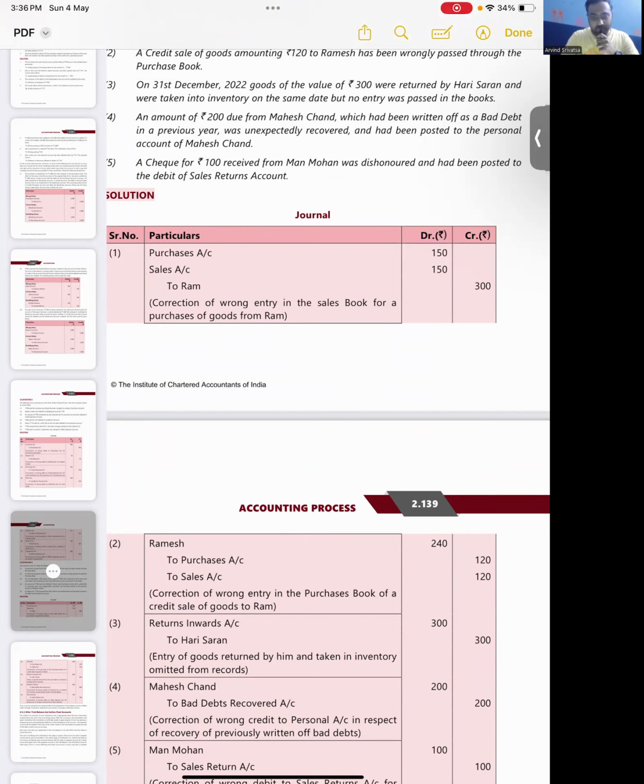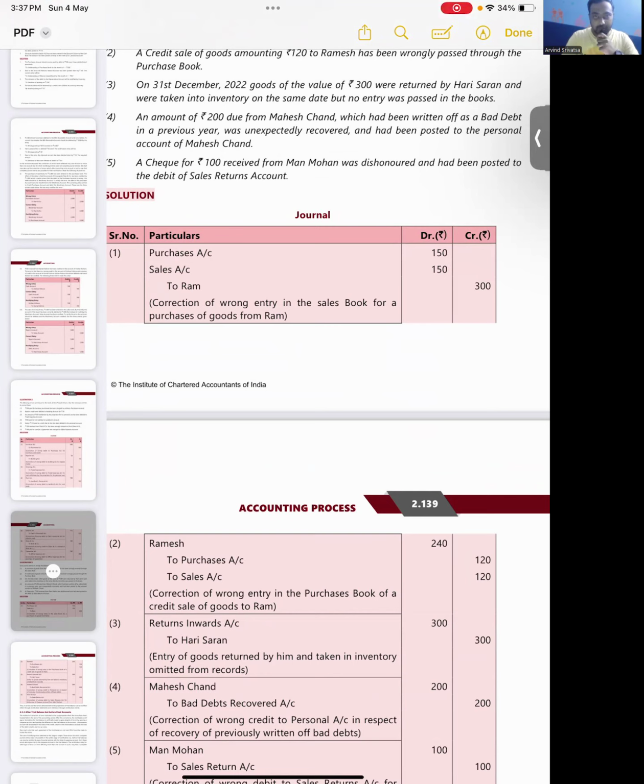Then when Manmohan gave us the check, we would have passed the entry bank account debit to debtors, sir. But what is happening now, sir? Ideally, that should have been the entry that should have been passed. So when Manmohan gave us the amount, we would have passed the entry bank account debit to debtor, sir. But then what is happening now, sir?